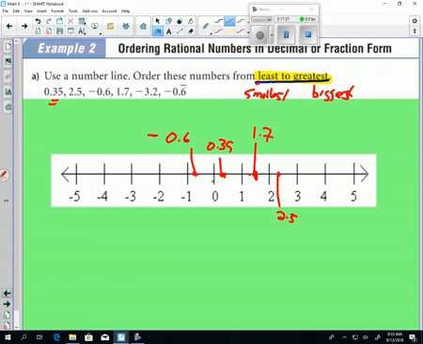It's 1.7. Minus 3.2. Well, there's -3, minus 4. It's got to be in between these two. So I'm going to say it's about there. Minus 3.2. And then minus 0.6 repeating.